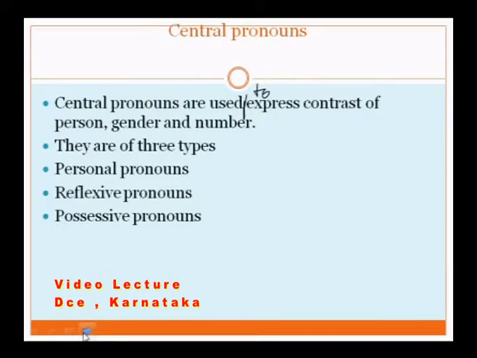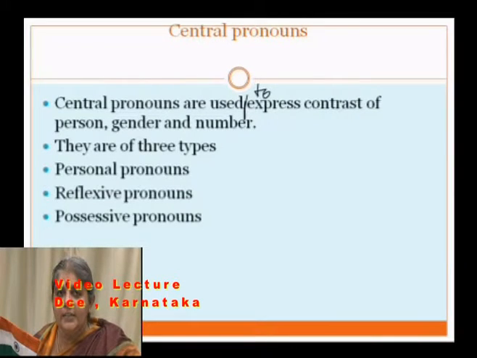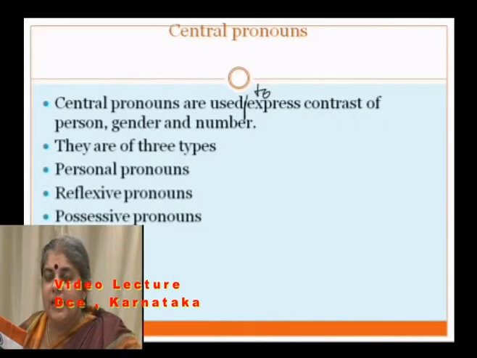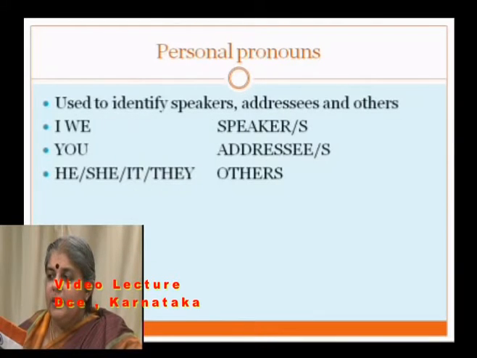Contrast in terms of person, gender and number. There are three types of central pronouns: personal pronouns, reflexive pronouns and possessive pronouns. The first thing we understood was personal pronouns. Personal pronouns are those used to identify what? Speaker or speakers, depending upon the person, that is I or we, first person, second person and third person.